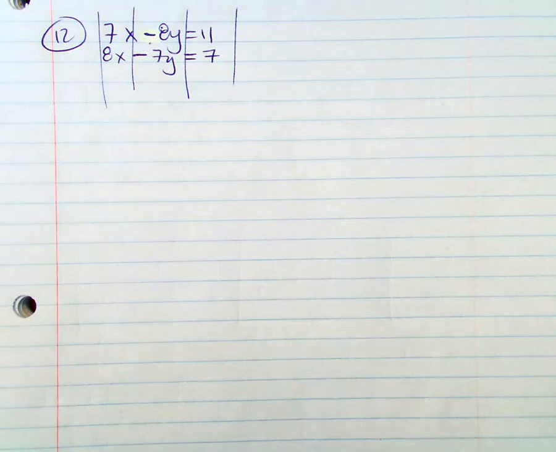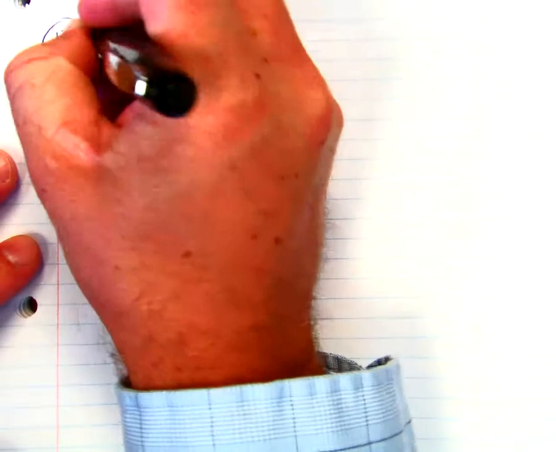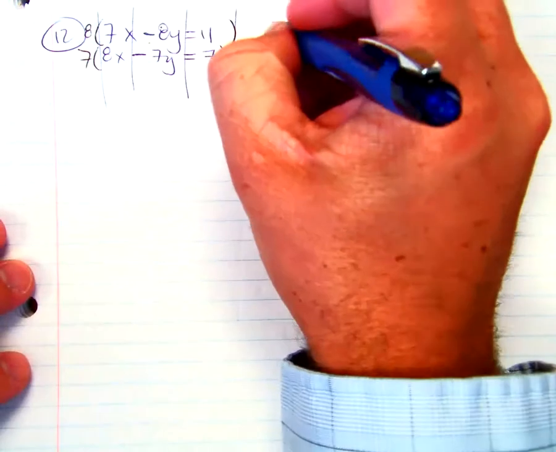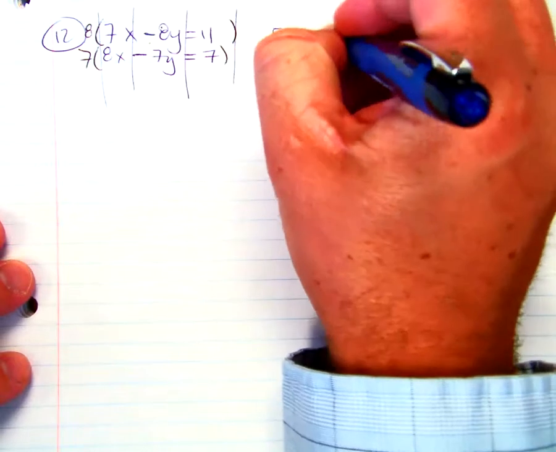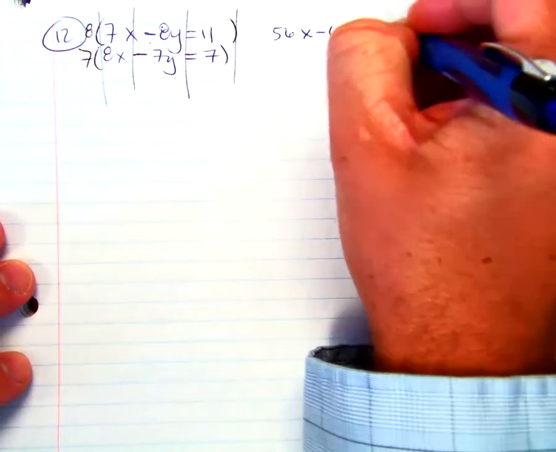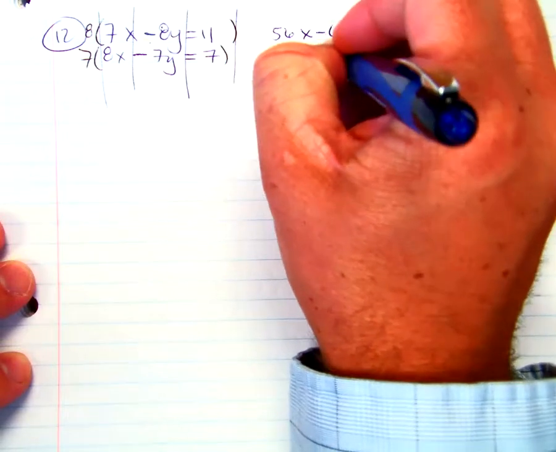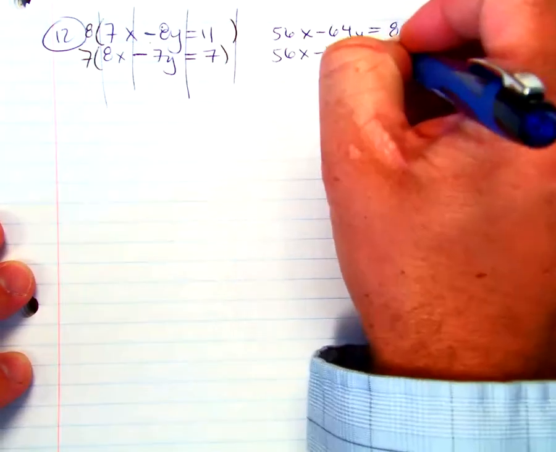Now, it seems like it's pretty much the same no matter which one you choose to match. So I'm going to start by making the x's match. To do that, I'm going to go ahead and multiply the top by 8 and the bottom by 7. That'll give me 56x minus 64y equals 88, and 56x minus 49y equals 49.